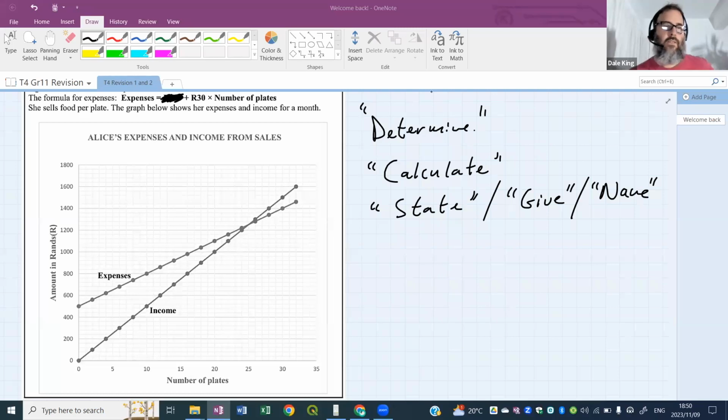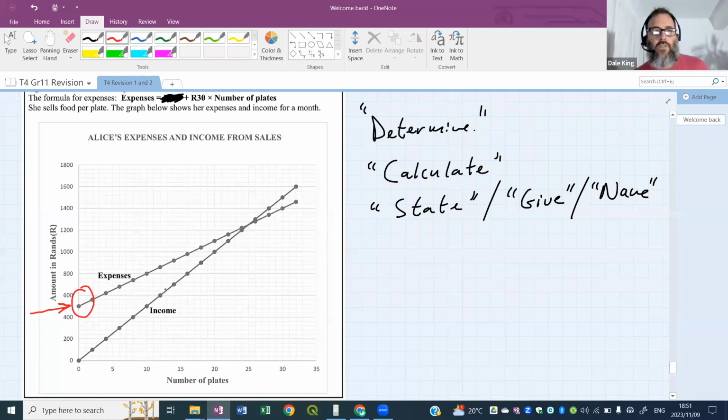There we go. So where expenses is, and then just above 400 is the plotting, where that expense line touches the y-axis. Yes, absolutely. Well done, Fatima.